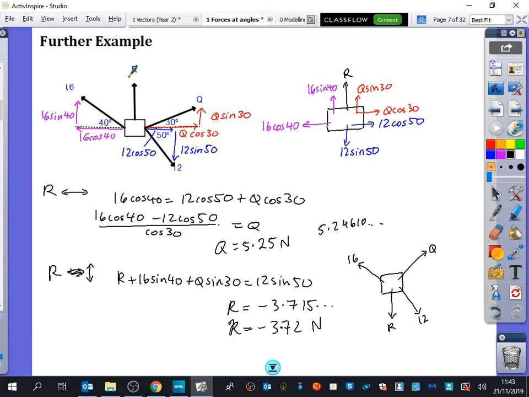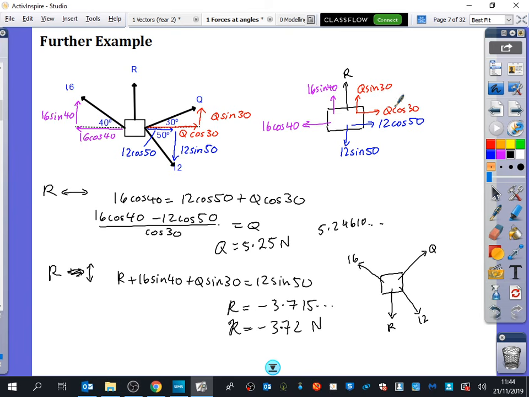Muzuki, next to the 50 degrees, the side comes to the right. So would Q cos 30 be equivalent to 12 cos 50? No, not at all. The only thing that is true is that these two forces added together equal this. These don't have to be equal to each other. This could be a very small force.